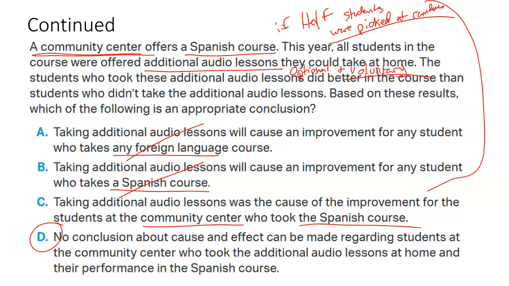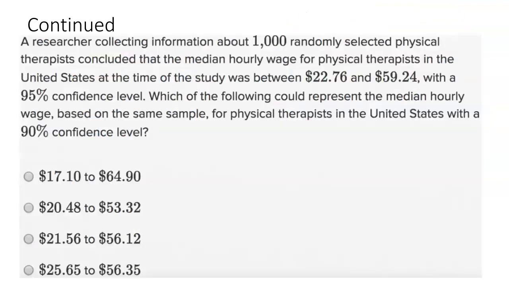But that's not the case. They voluntarily had the option to take it. If they did, those students did better. But who knows if it was the audio tape? We're making a causal assumption on something that's just a correlation. We cannot make any conclusion.